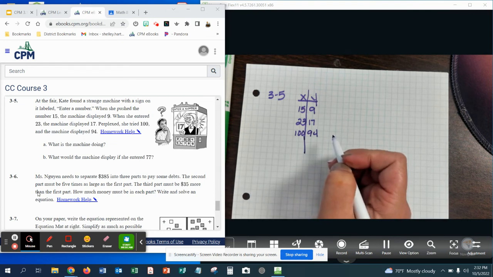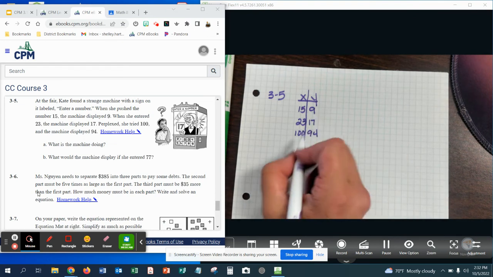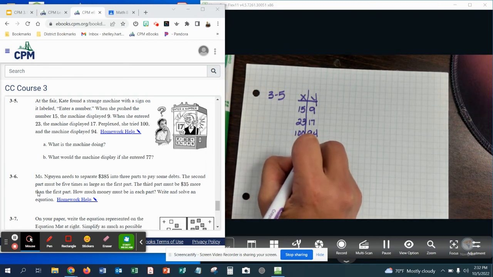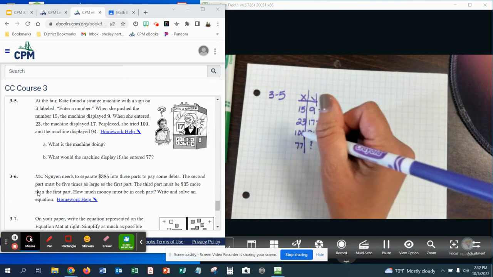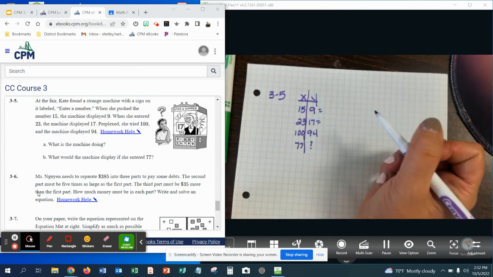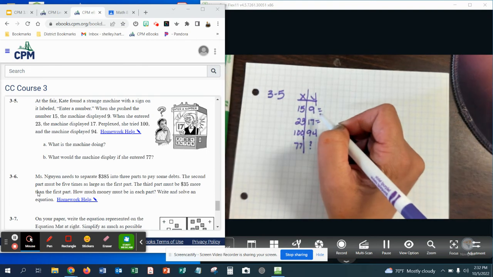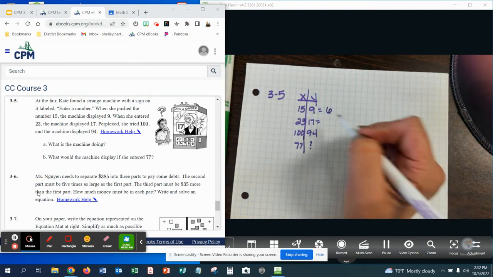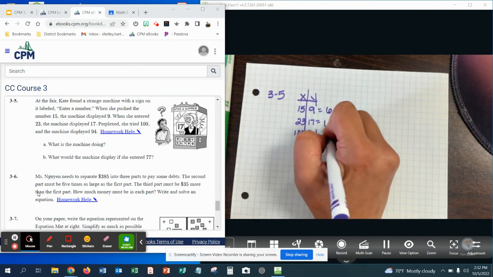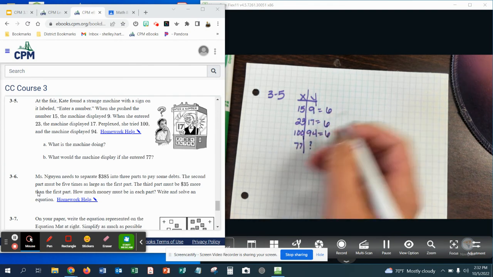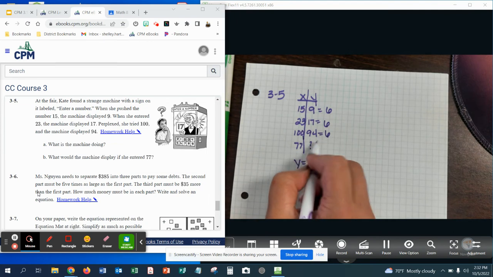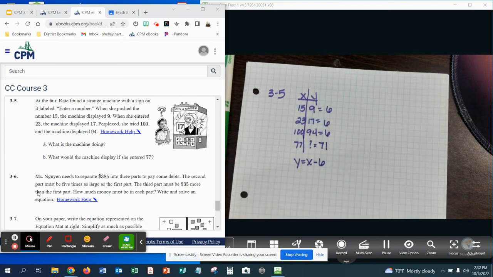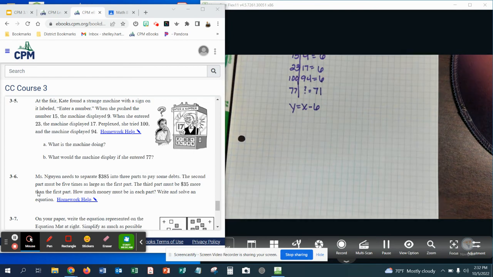And then the last thing they said, what is the machine doing and what would it display if she entered 77? So we need to find out what 77 is, but what do all of these have in common? It looks like it's going down, but by how much? Well, 15 from 9 is 6, and 23 from 17 is also 6, and this is also 6. So it looks like our rule is going to be x minus 6. What about 77? Then this would be 71. So that is 3-5.